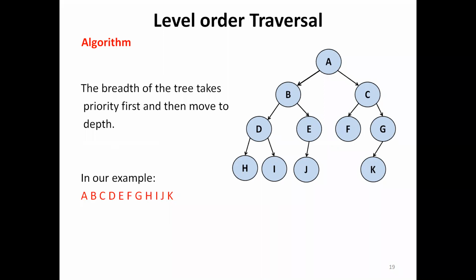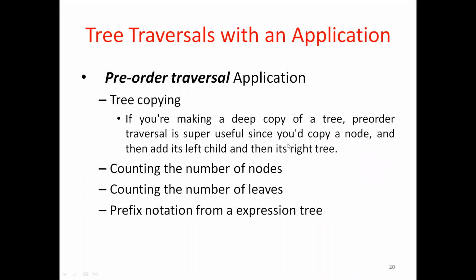The level order, you are doing based upon the levels. You are traversing based on the levels of the tree. Here we have 1, 2, 3, 4 levels. Root level is at level 1. Okay, so you are starting from level 1 to level 4. So next, we have seen about traversals, right?